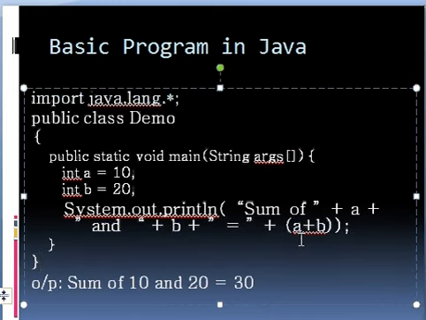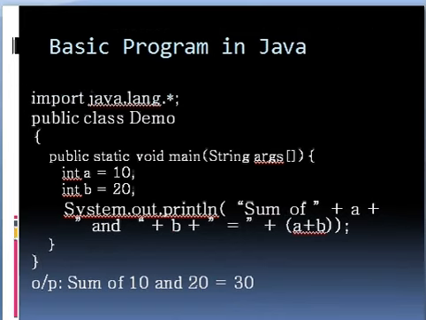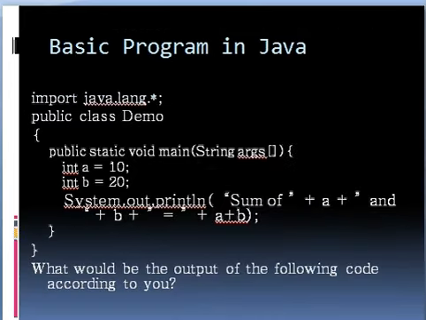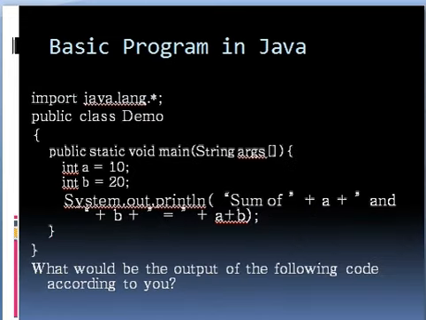Now why do you think these parentheses are important? To see that, I want you to guess what is the output of this code. The difference between this code and the previous one is that in this code there are no parentheses over here. So what do you think is the output of this code? Please note.